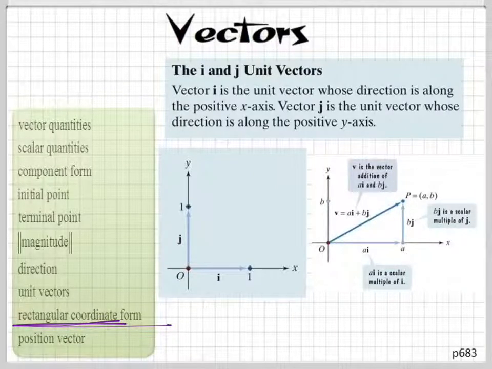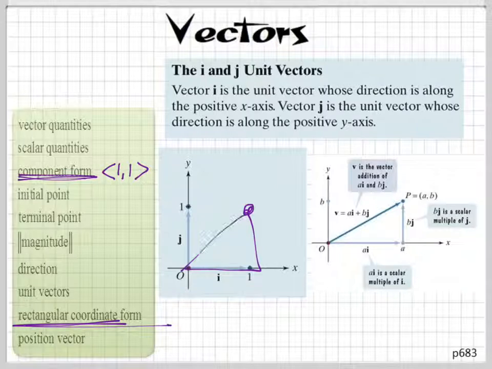Component form is what some of you might remember from last year when you did one section of it. Component form looks like this. It's in these pointy parentheses. So like <1, 1>, which would be 1 this way, 1 this way, and so our vector would be that. That would be component form.